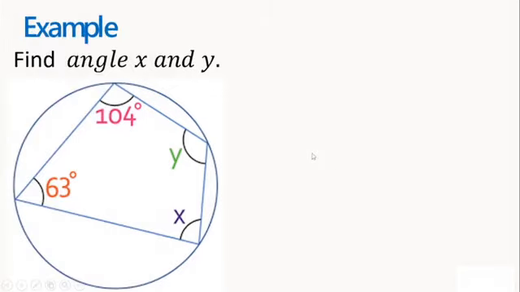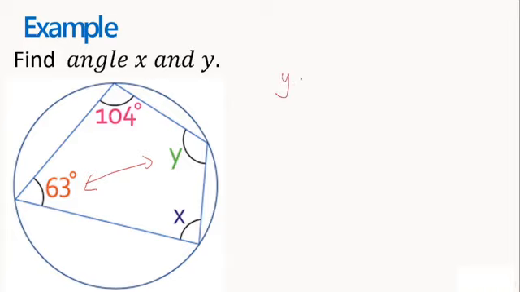Okay, so let us look at an example. This is the example where we have this question: find angle x and angle y. Here we have angle y. The opposite of angle y is 63, and here we have angle x. The opposite of angle x is 104. So how do we find the angle y? You know that these two are opposite to each other, and they add up to 180.